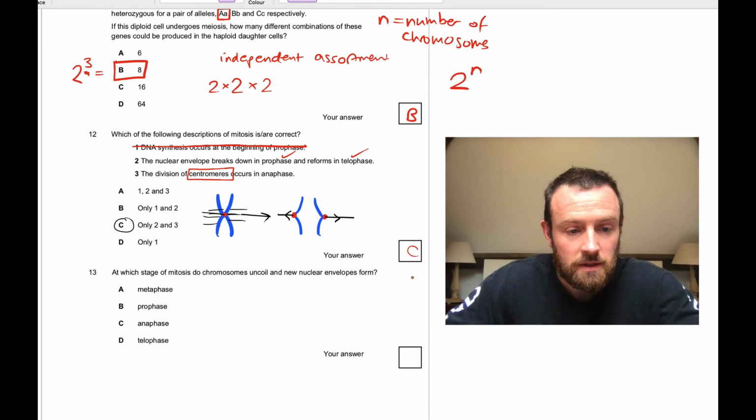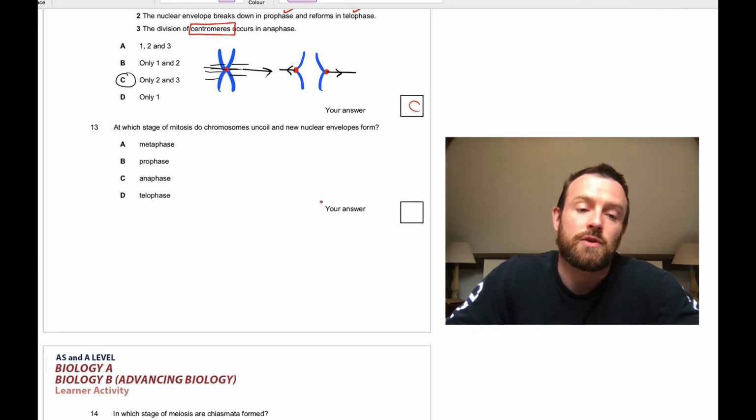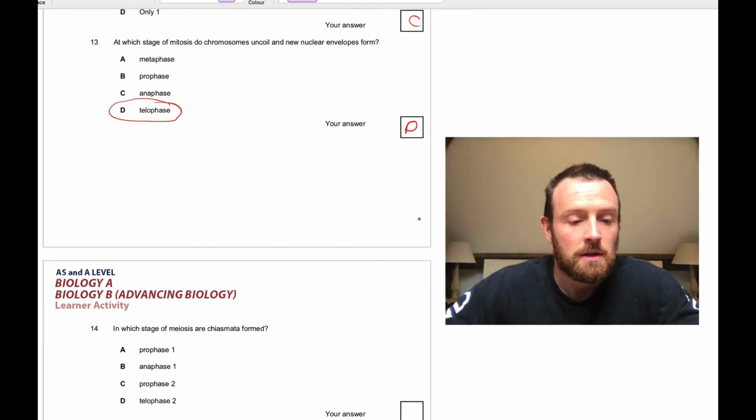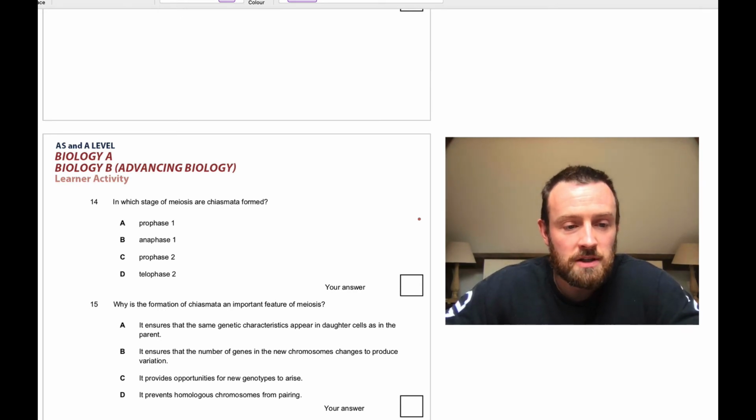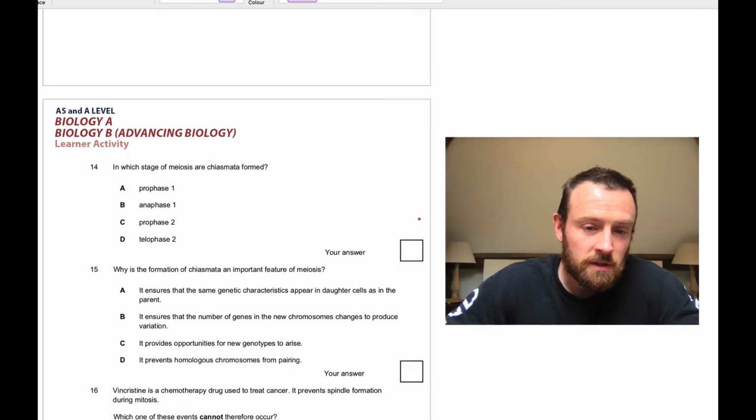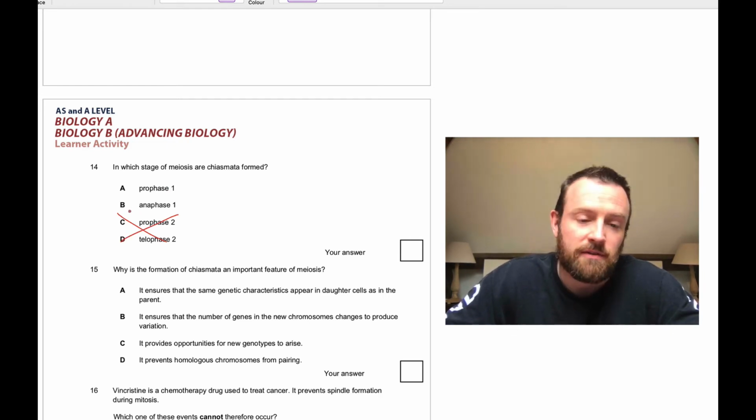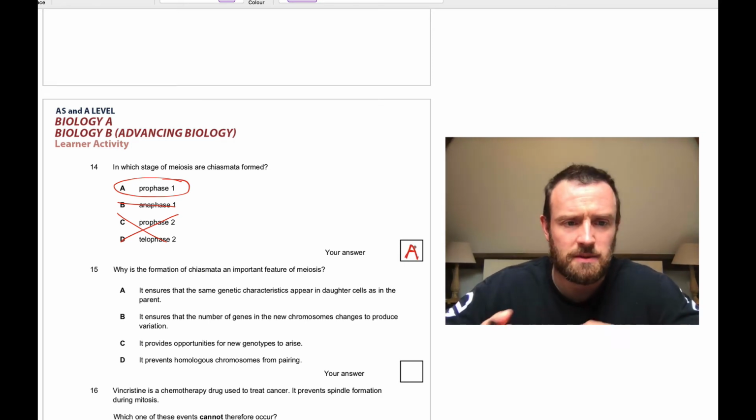Okay, 13. At which stage of mitosis do chromosomes uncoil and the new nuclear envelope forms? That's a pretty simple one. That's just D, so you just got to know that, telophase. 14a, in which stage of meiosis are chiasmata formed? Well, it's definitely at 1, it's definitely not at 2, so let's cross those out. Definitely not anaphase. Okay. Prophase 1. So yeah, prophase going into metaphase is when the chiasmata are happening.